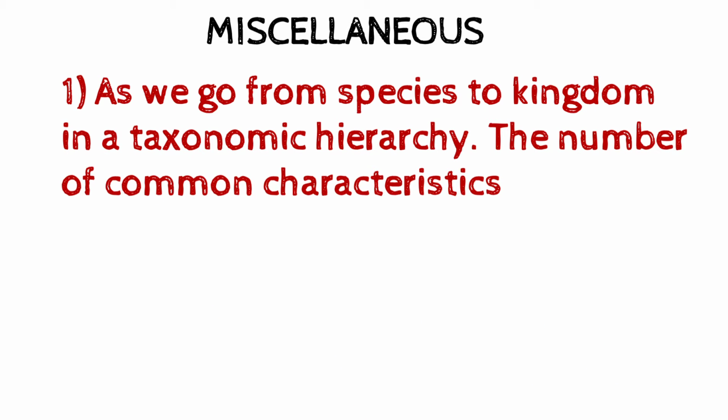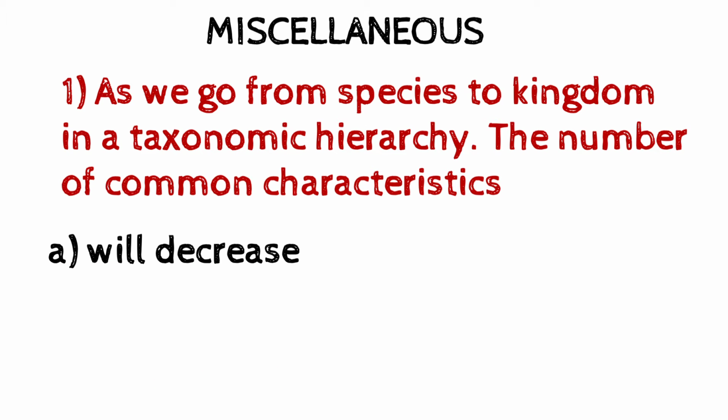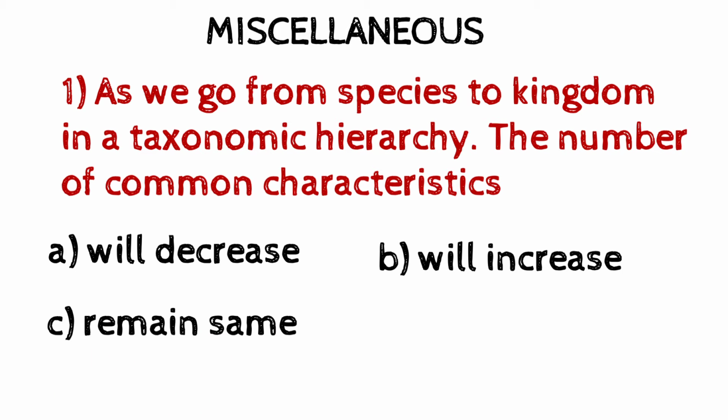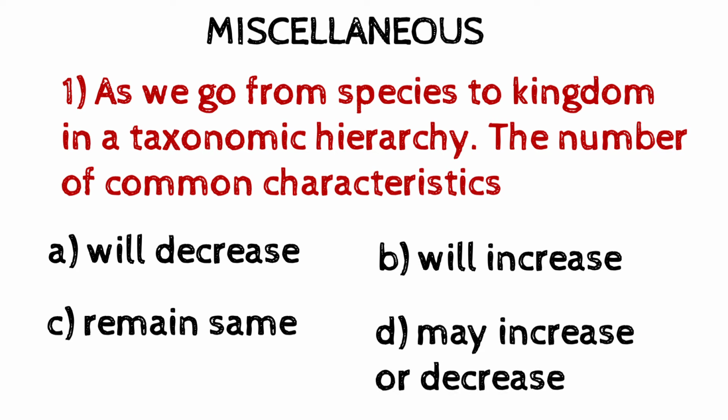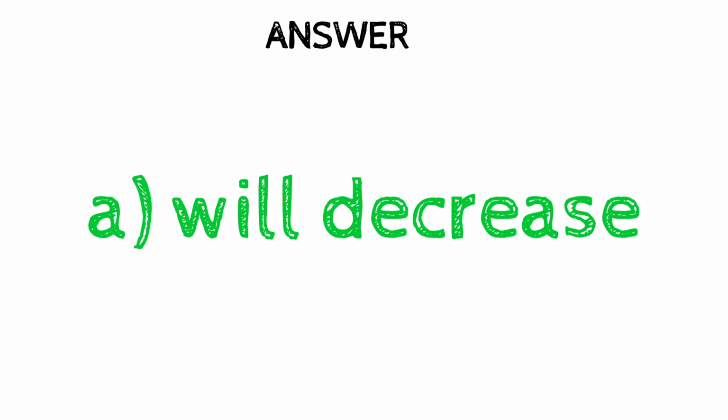Question number 1 is, as we go from species to kingdom in a taxonomic hierarchy, the number of common characteristics: A, will decrease, B, will increase, C, remain same, or D, may increase or decrease. And the answer is A, will decrease.